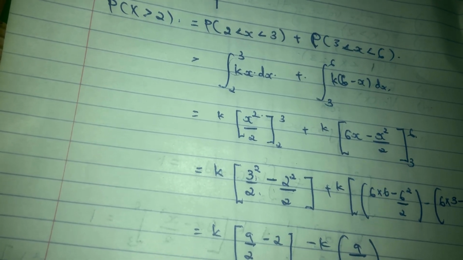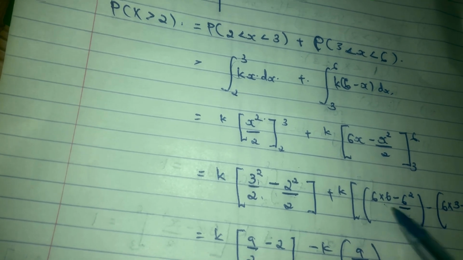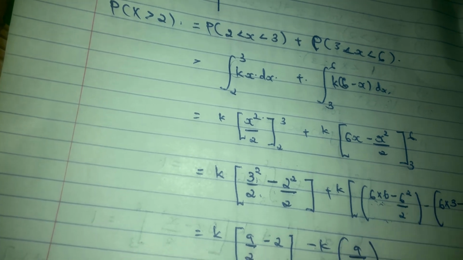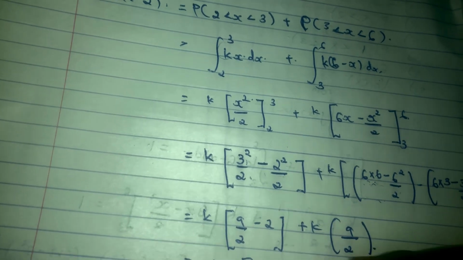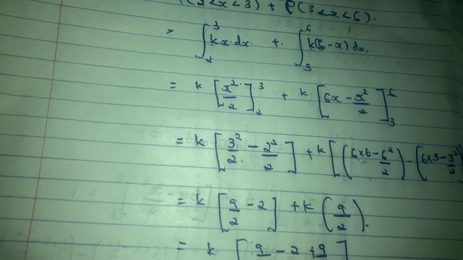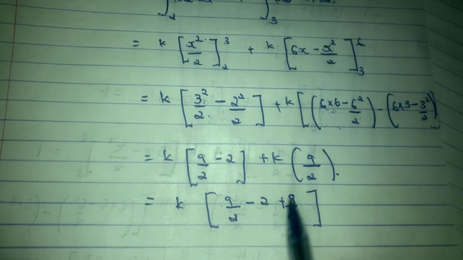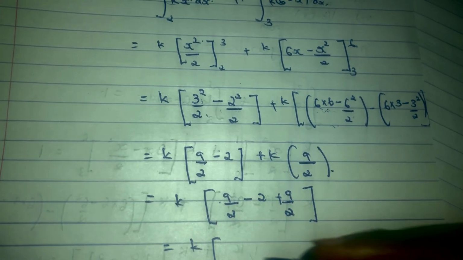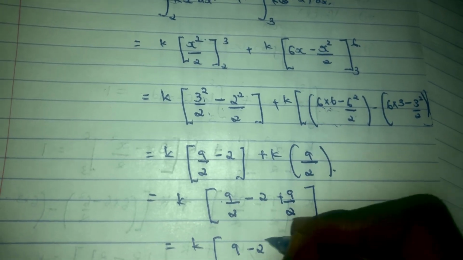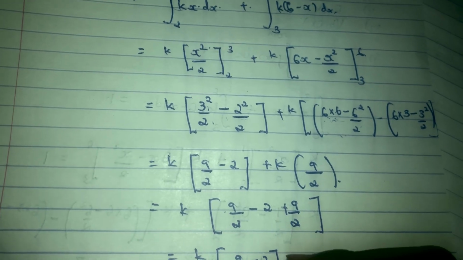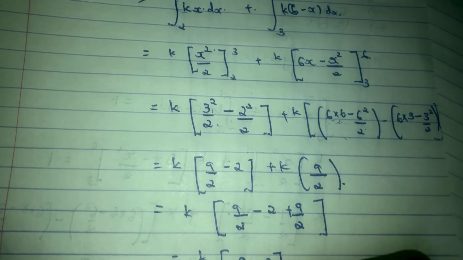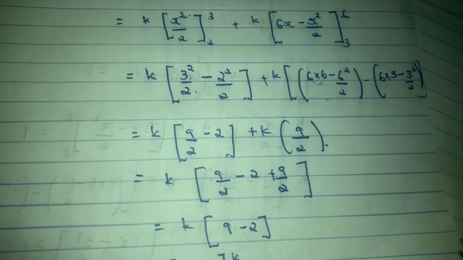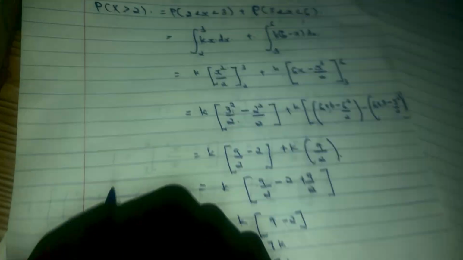Okay, that is it. Let's start with the 6. Oh, this is a plus, sorry. This is a plus. So we have 9 over 2 plus 9 over 2. 9 plus 9 is 18. Together, 18 divided by 2 is 9. So we shall remain with 9 minus 2. 9 minus 2 is actually 7. So it will be 7k. And our k is 1 over 5, so it's 7 over 5. Are we together? That is for the first one.